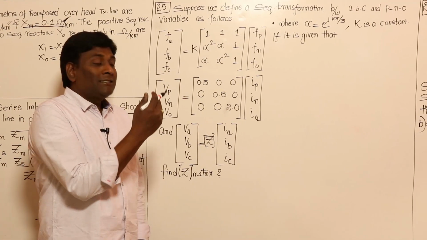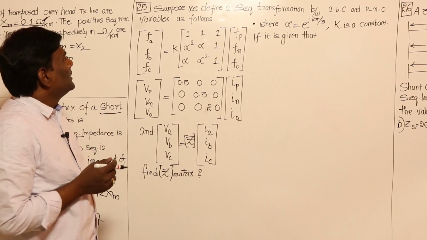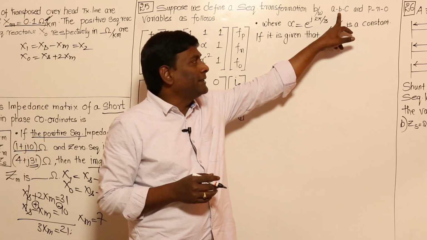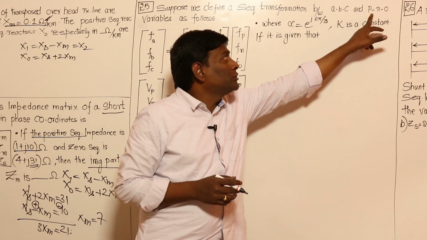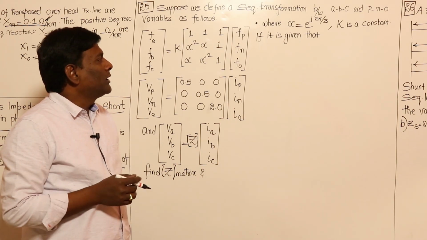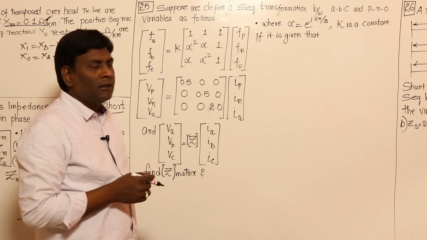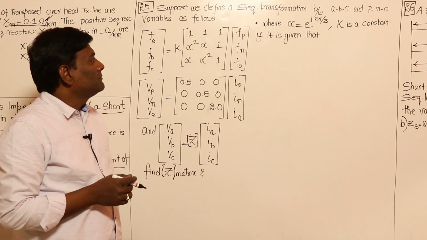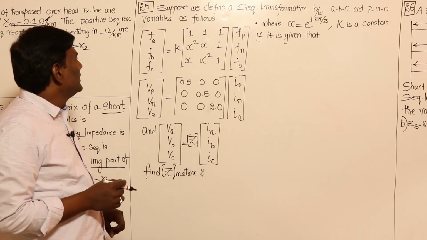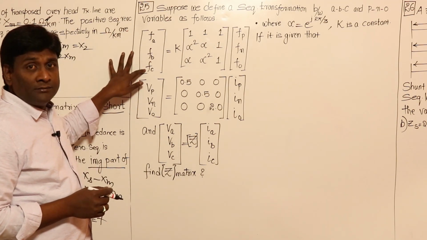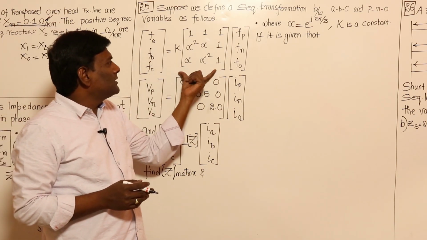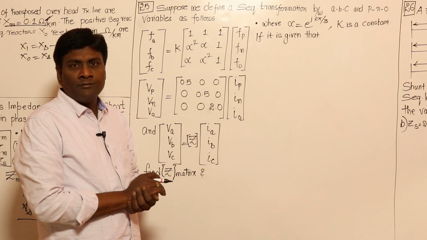Now let us solve one more problem. Don't get tensed by seeing the length of the problem. Suppose we define a sequence transformation between ABC phase variables and PNO, that is positive, negative, zero sequence variables, as follows, where alpha is 1 at an angle of 120 degrees, or e to the power of j 2 pi by 3, and k is a constant. Given this, they are asking for Z. See here, ABC phase quantities are functions of ABC, with some constant, and positive, negative, zero sequence quantities.